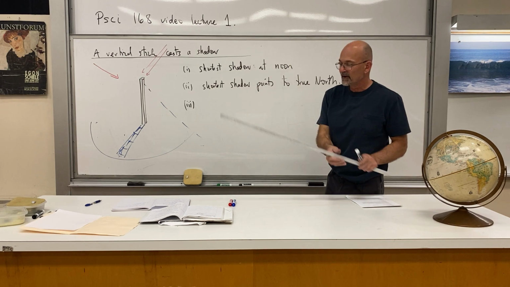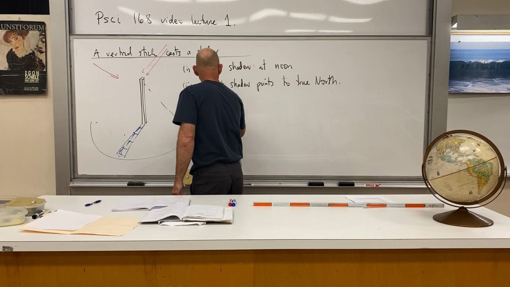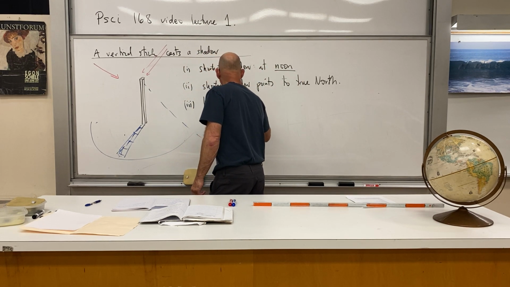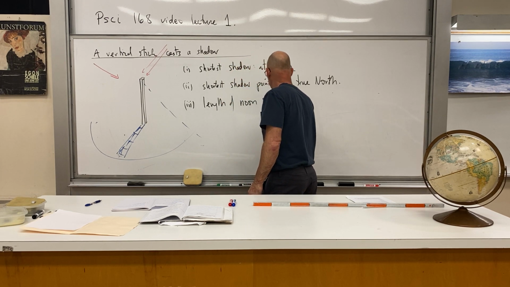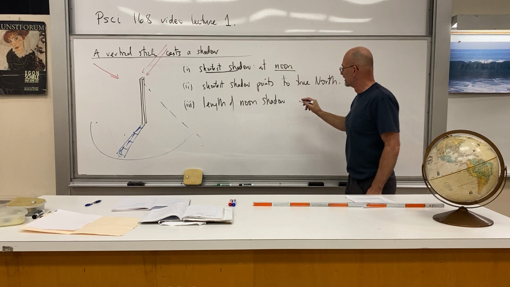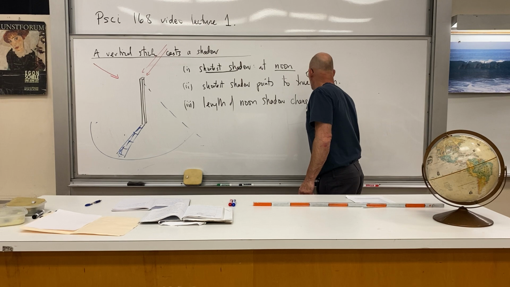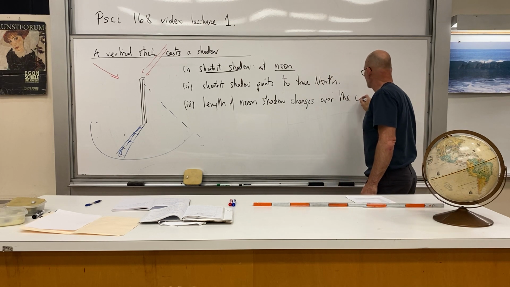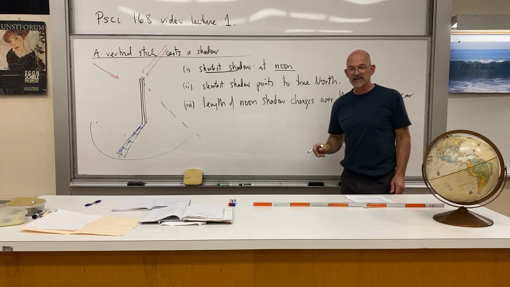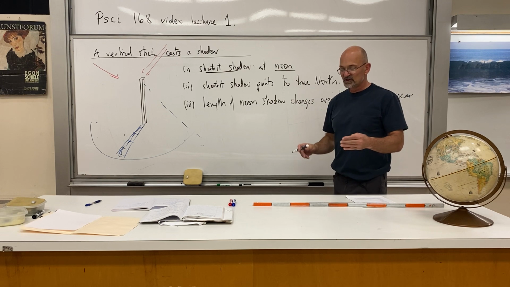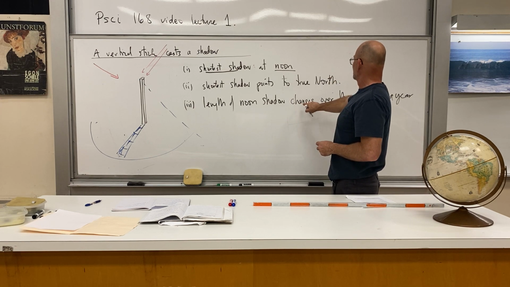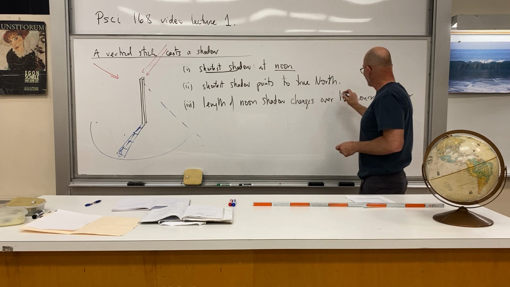Shortest shadow points to true north. So my third point here is, and we're going to call this the noon shadow. So the length of the noon shadow, it's that shortest one at noon, changes over the course of a year. So if you were to do these observations for a long time, the shadow length would change and it would come back again, it would change and come back again. So length of the noon shadow changes over the course of a year.